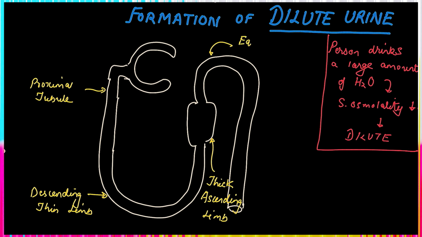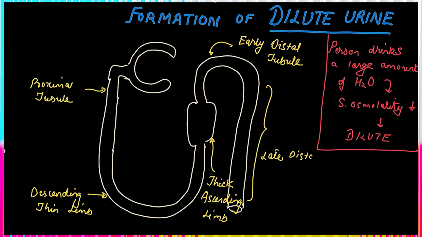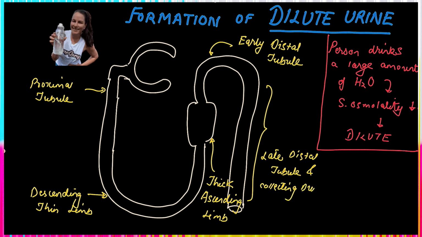Then there is the early distal tubule. The early distal tubule is more or less similar to the thick ascending limb, and it continues as a late distal tubule, which forms a functional unit with the collecting duct. The late distal tubule and the collecting duct form a functional unit.